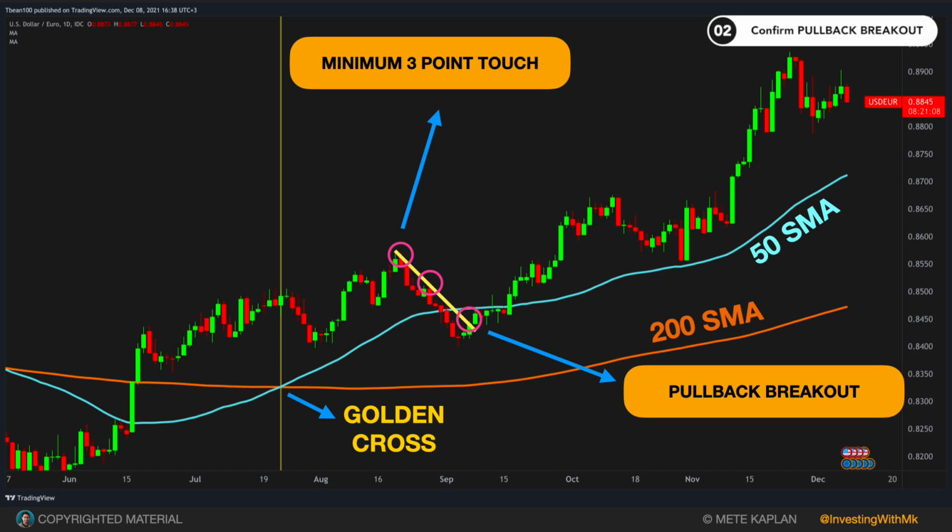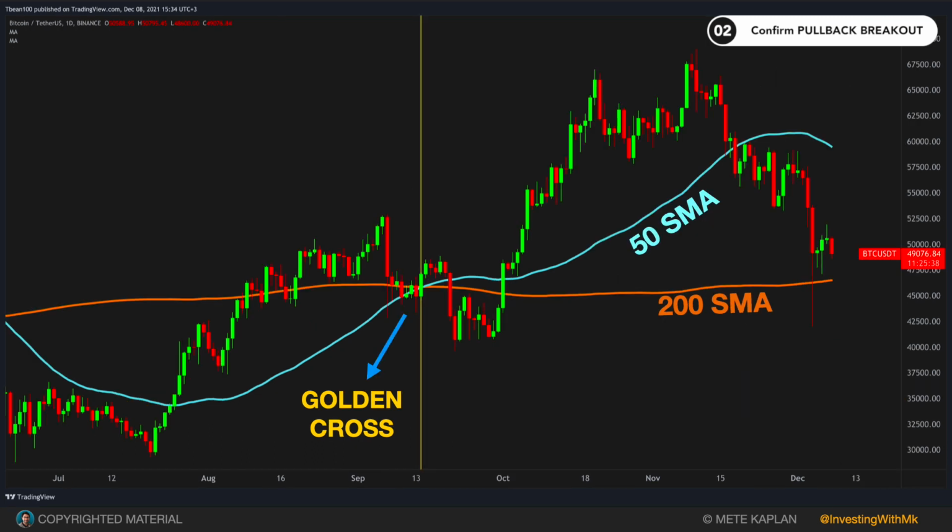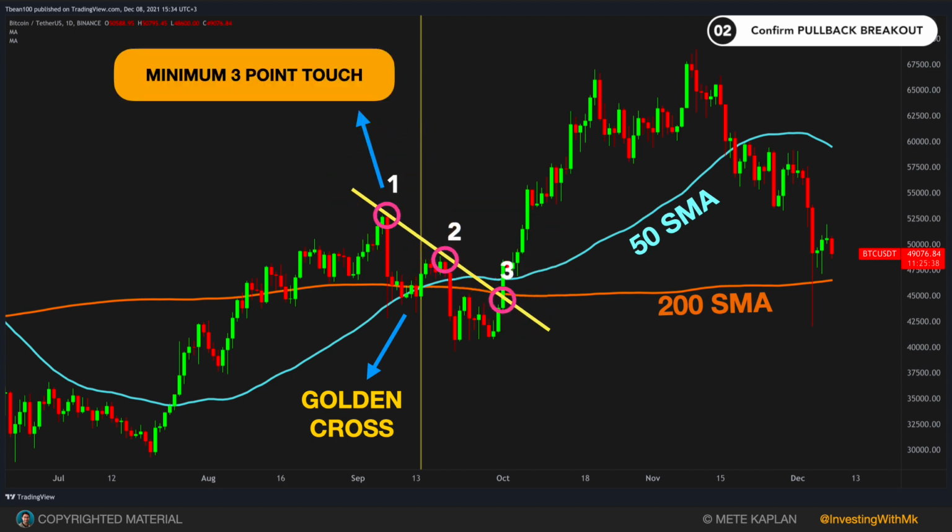Let's check another example of step 2. This time we are looking at the Bitcoin chart at 1-day time frame. As you can see, a recent golden cross happened. However, the price went under the 200 SMA for a while, which is a bad signal. But this is why I have developed 3-point touch pullback breakout. As you can see, our breakout comes after the third touch.